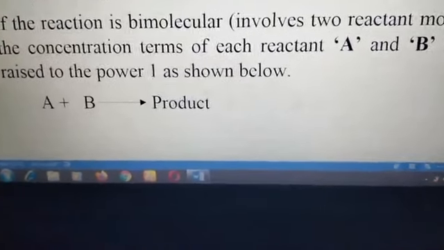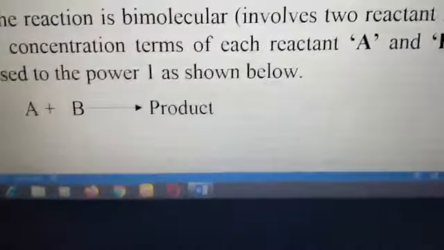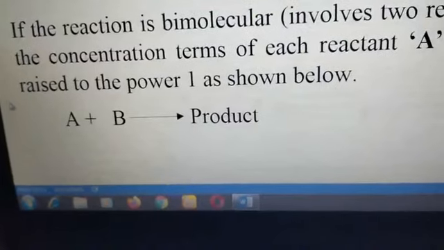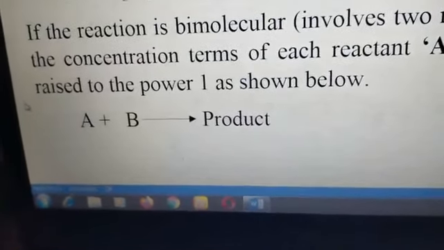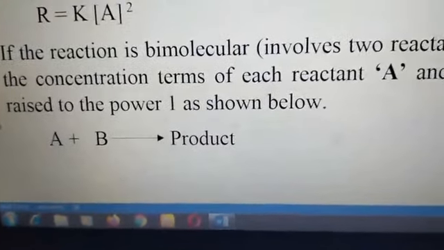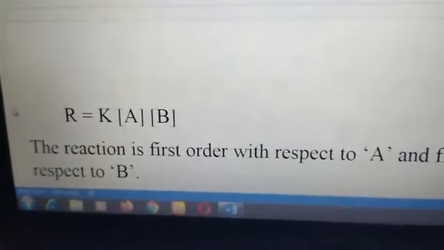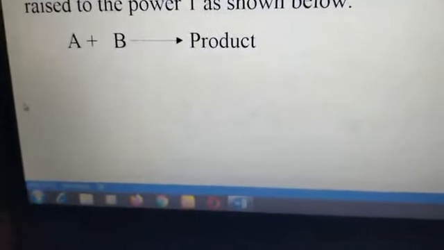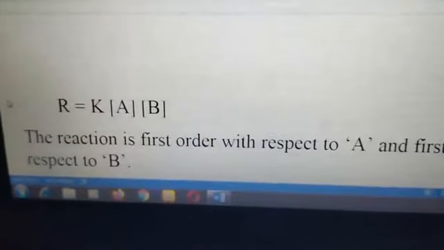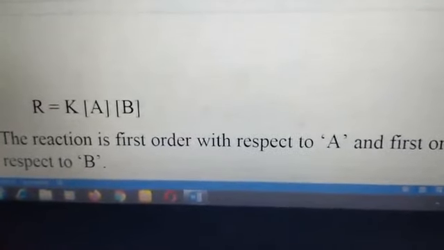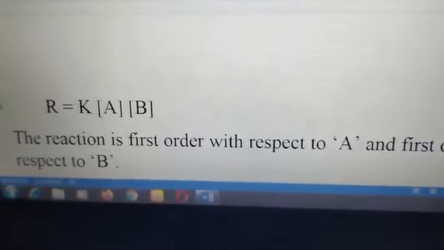So let's explain this. This is an example of a bimolecular reaction because it involves two reacting particles, A and B: one mole of A and one mole of B, giving you 2. That is why it's called a bimolecular reaction. For this reaction to be second order, the expression goes thus: R equals K, bringing the two reactants, concentration of A and then concentration of B, each of them raised to power 1. So first order for A and first order also for B, because each of the reactant concentrations is raised to power 1.